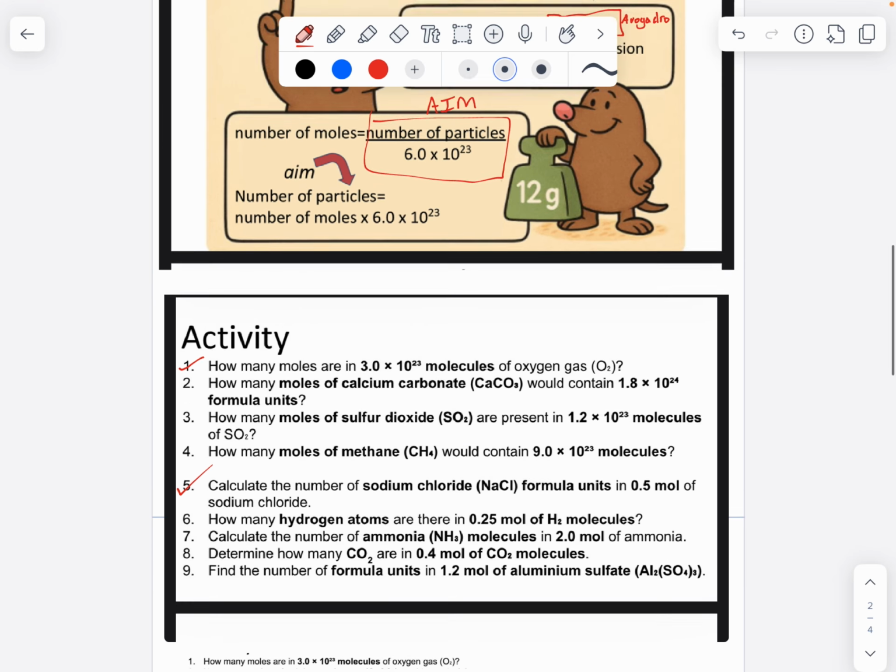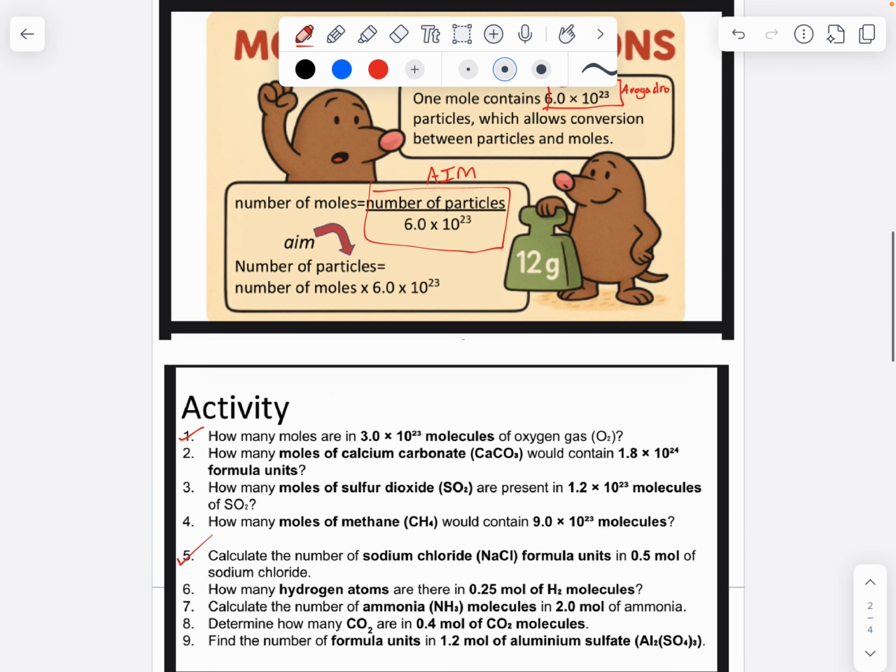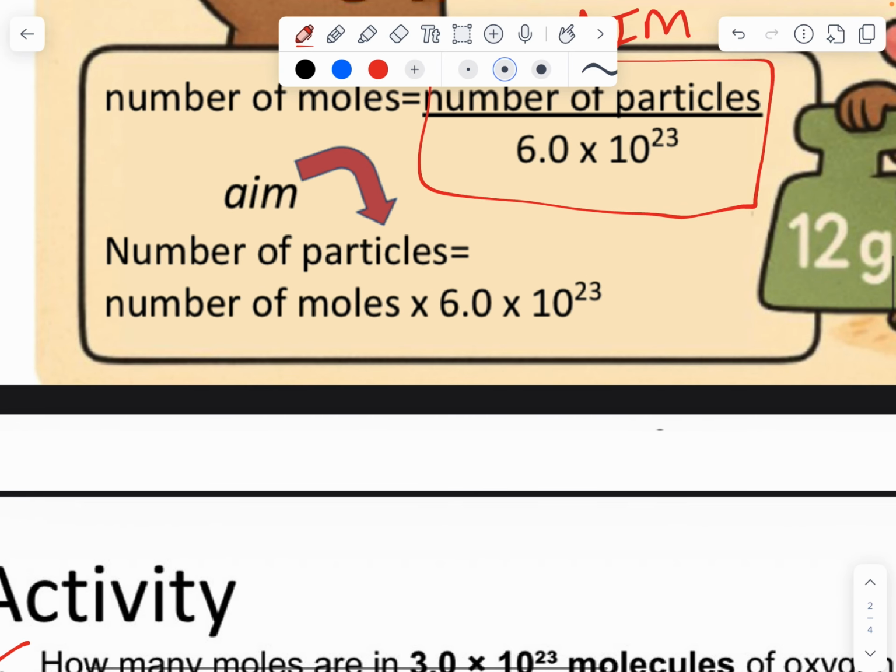Key thing I might have forgotten. Yes, so we can also convert between number of particles and number of moles, almost like you're swapping, or making one of the things in your equation the main subject. All right, so number of particles is equal to number of moles times Avogadro's number.